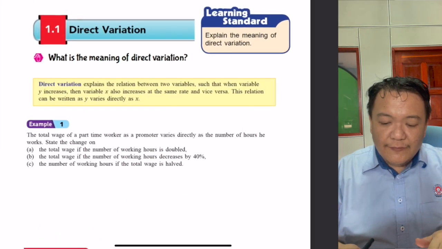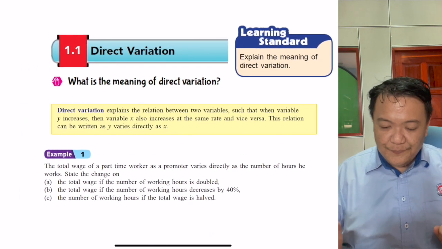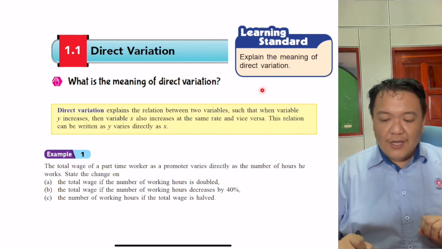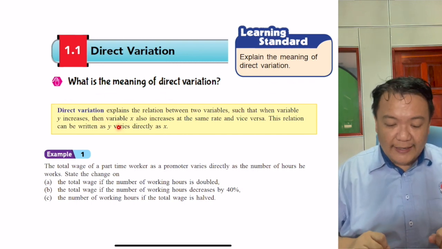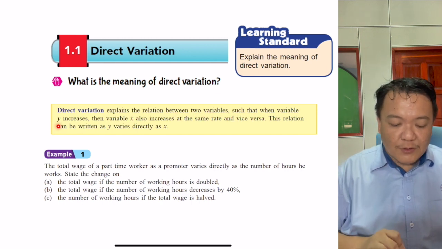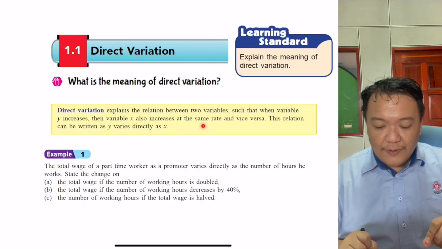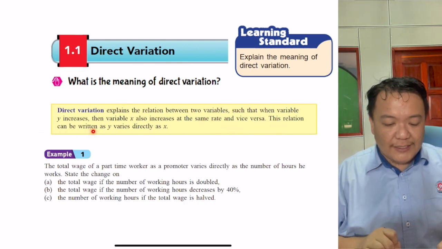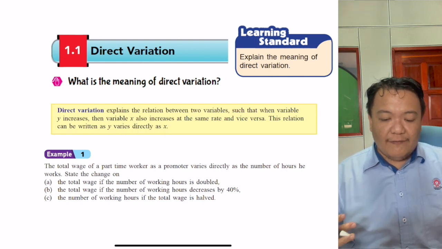The first learning standard for today's lesson is to explain the meaning of direct variation. What is the meaning of direct variation? Direct variation explains the relation between two variables such that when variable y increases, then x also increases at the same time, at the same rate, and vice versa. The relation can be written as y varies directly as x. What does it mean by varies directly?